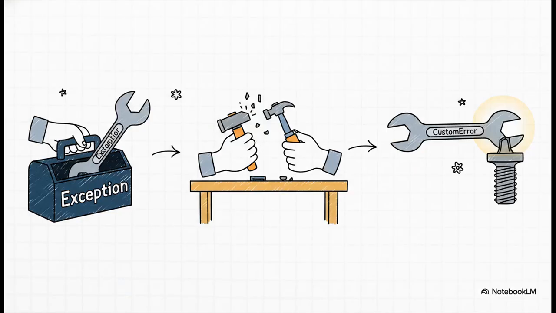And it gets even cooler than that. You can invent your own error types from scratch. By creating a new class that inherits from Exception, like our custom error here, you can make your error handling incredibly specific to your program. Imagine you're building a banking app. You could create an InvalidTransactionError or a UserNotFoundError. It makes your code so much easier to read and debug.